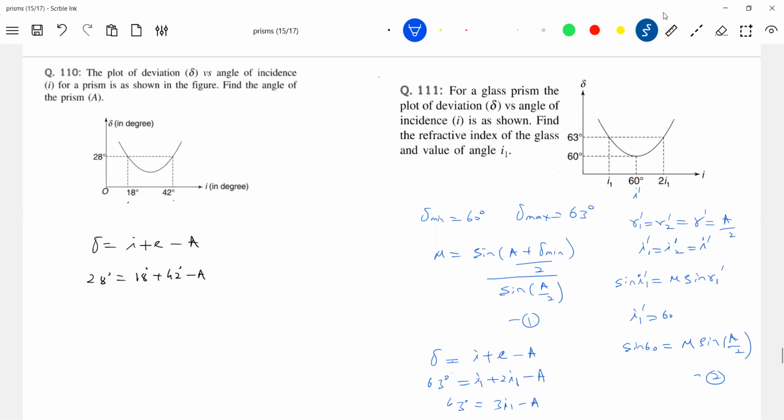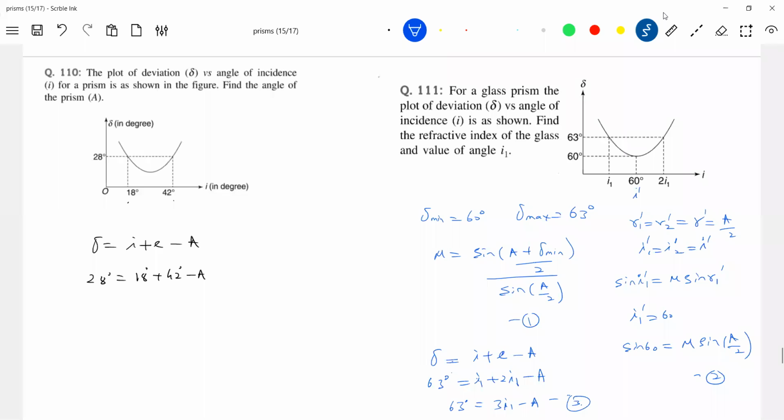After getting A, I'll get I1. So here, what happened? First, mu, A and I1, three unknowns are there, and we can solve it. So this will be root 3 by 2. So mu equal to sine A by 2 will be, in terms of that, you substitute here.